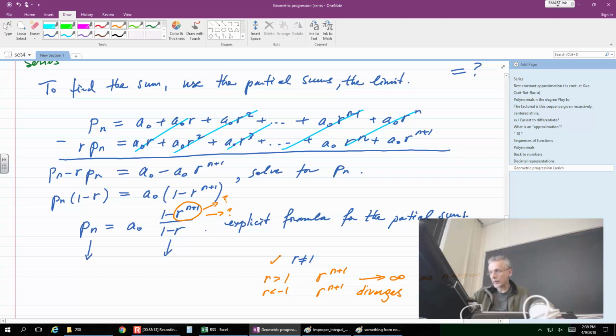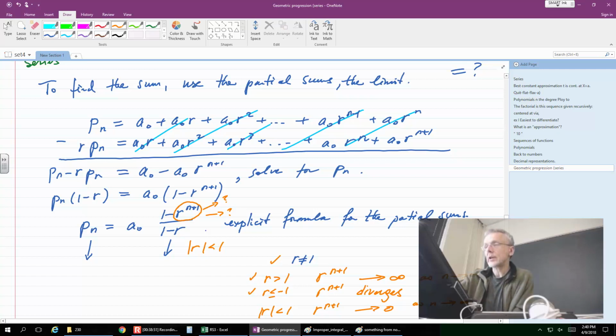So we threw this one out, and that one. The one that remains is, well, -1 is just as bad. With -1, we end up with a sequence alternating between -1 and 1, and once again it diverges. So we're left with R only between -1 and 1. If the absolute value of R is less than 1, then we have convergence, and R to the n plus 1 goes to 0 as n goes to infinity, because you multiply by a smaller and smaller number.